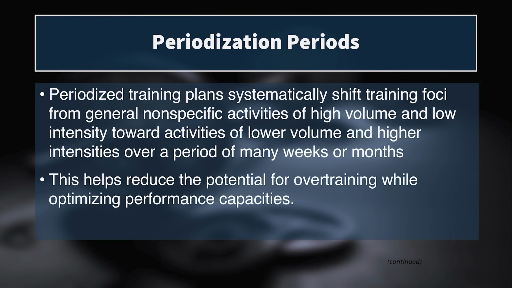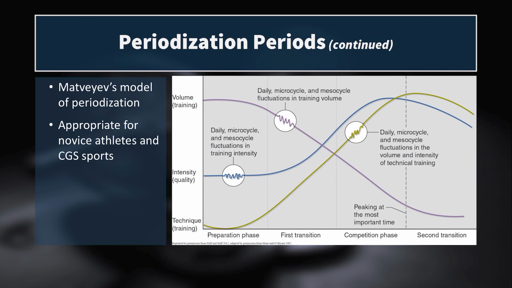They shift training foci from general non-specific activities of high volume and low intensity toward activities of lower volume and higher intensities over a period of many weeks or months. And we're going to see a graph showing that here in a second. This helps to reduce the potential for overtraining while optimizing performance capacities. So let's see what that looks like.